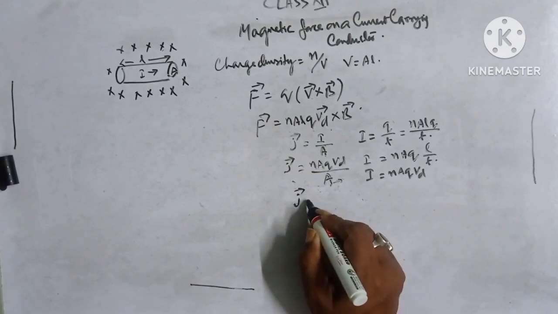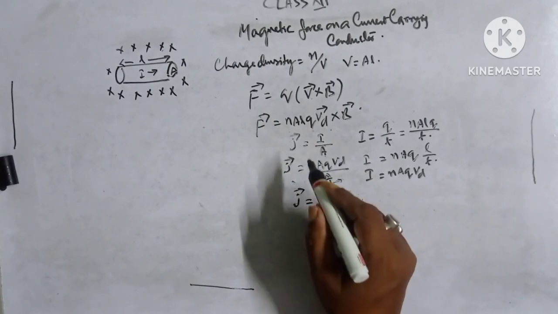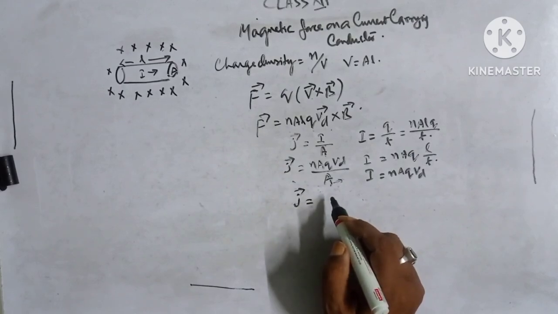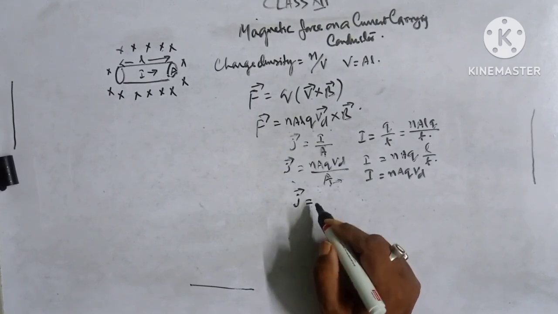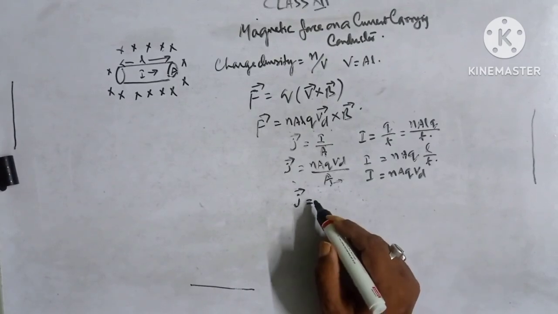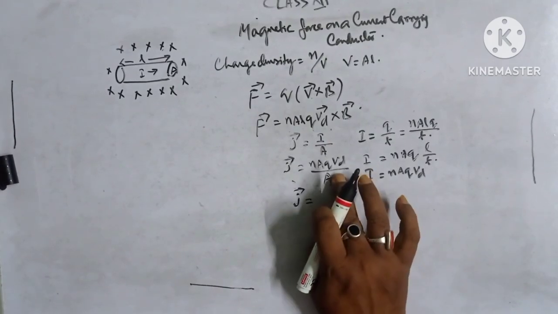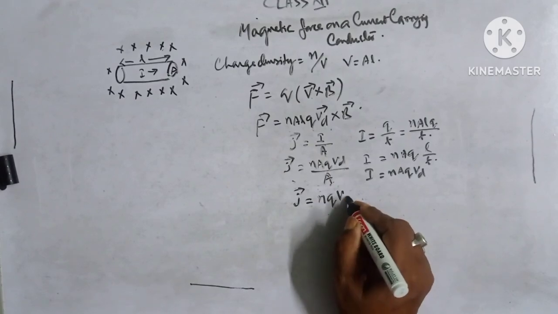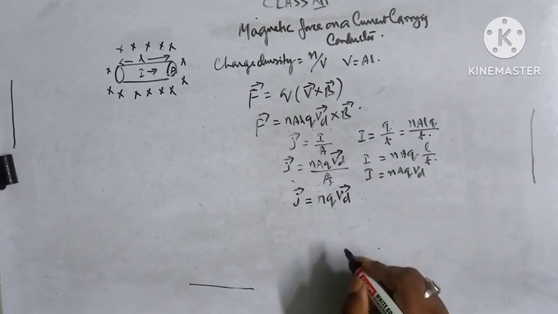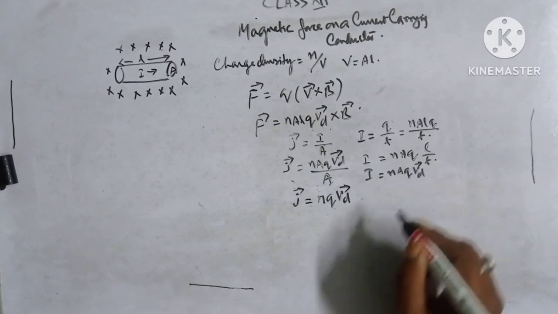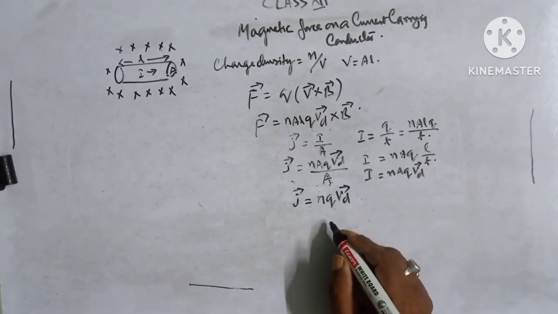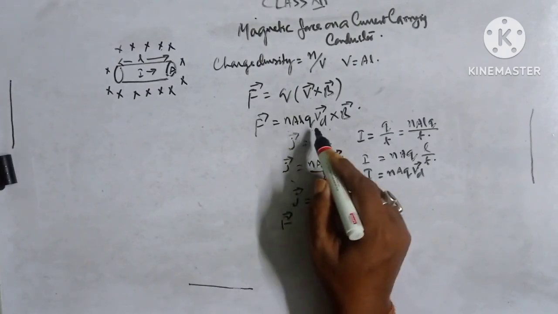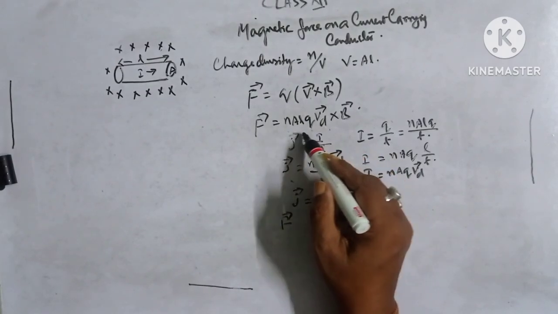What is J? Here you can see, this is J. I is this much. So here J, area, this cancels out. So this will be N Q Vd. This is your Vd. So here you see that in a force F, your NQ and Vd becomes J.